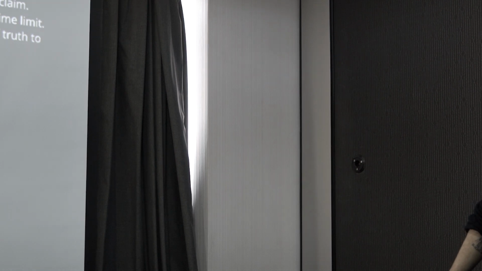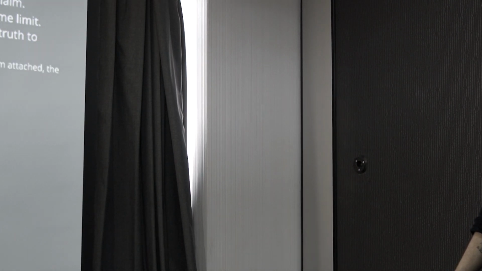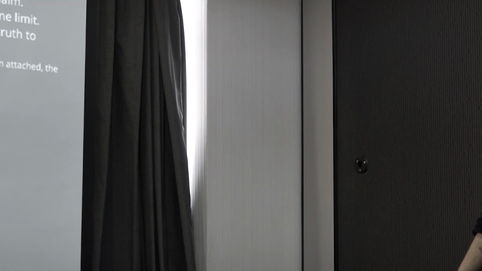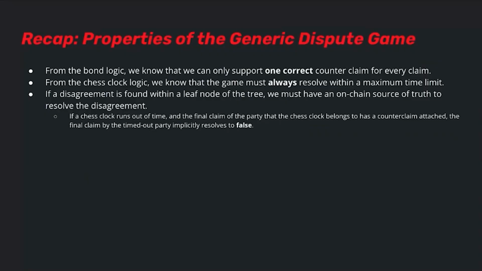If a disagreement is found in the leaf node of a tree, we also must have that on-chain source of truth to resolve the disagreement. And if a chess clock runs out of time, and that final claim of the party that the chess clock belongs to has a counterclaim attached to it, then that final claim by the timed out party implicitly resolves to false. If no counterclaims are made against a claim within the time limit of the master chess clock, then that claim implicitly resolves to true.